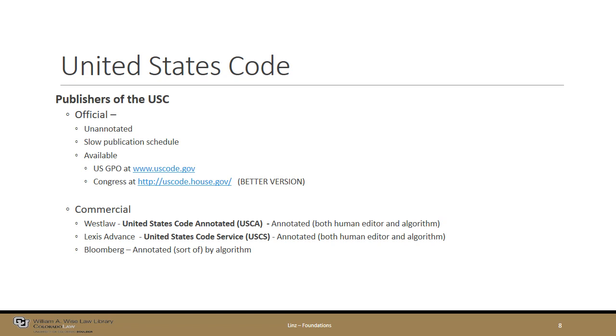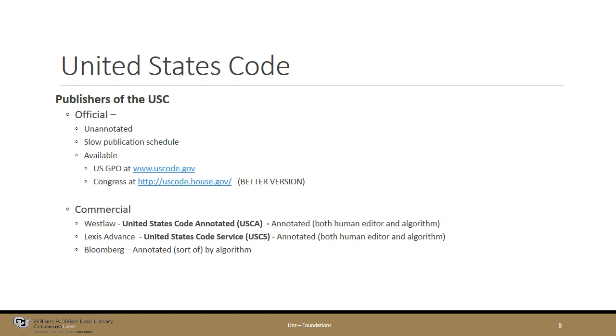So who publishes the United States Code? Well, the United States government publishes the United States Code itself. The official code is unannotated, and it's a very slow publication schedule. By way of history, the first United States Code was published in 1926. There were 50 titles created at that time in 1926. And the plan was to publish a complete new set of the code every 6 years. So the next new set of the code would have been 1932, 1938, etc.